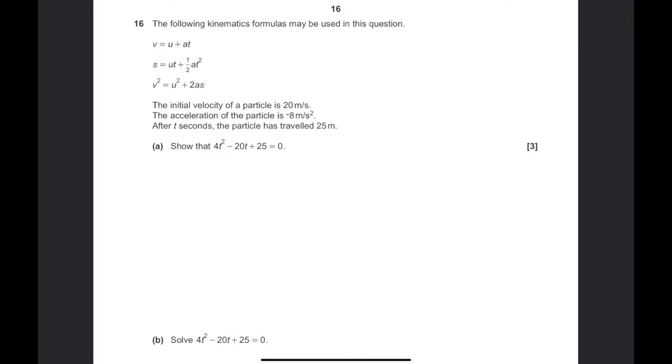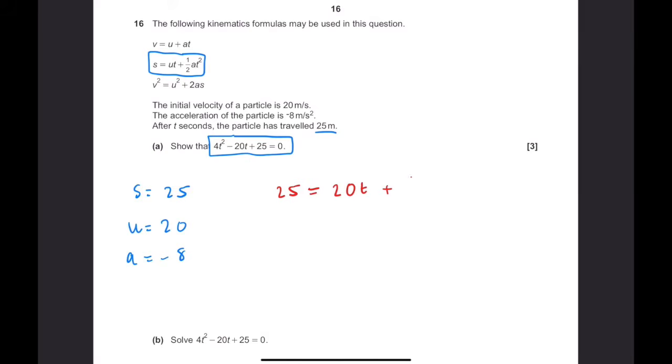The following kinematics formulas may be used in this question. The initial velocity of a particle is 20, the acceleration is minus 8. After t seconds, the particle has travelled 25 meters. So whenever you have something that resembles a quadratic, it's normally going to be to do with this middle equation here. So we know that the s has to be 25, as that is the displacement. u is equal to 20, which is the initial velocity, and a is going to be equal to minus 8. So if we substitute all of that in, we have 25 equals 20t plus half times minus 8t squared.